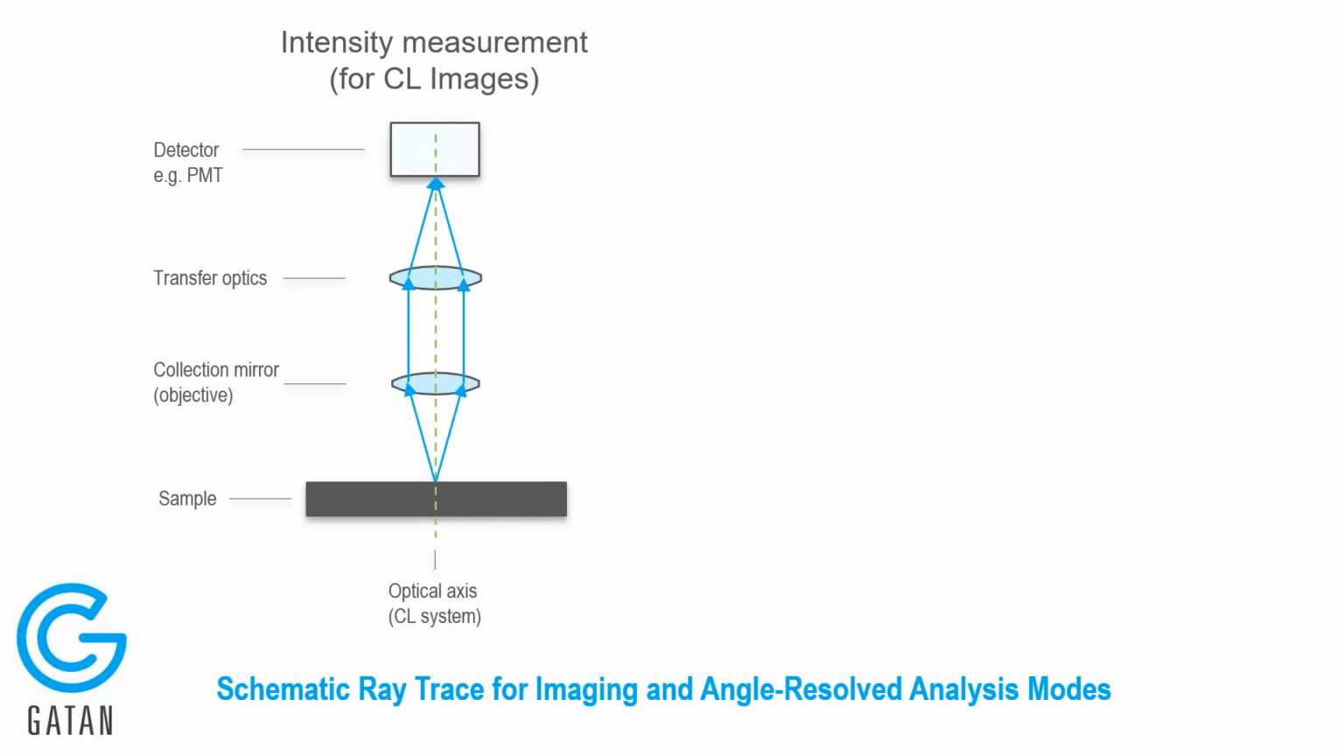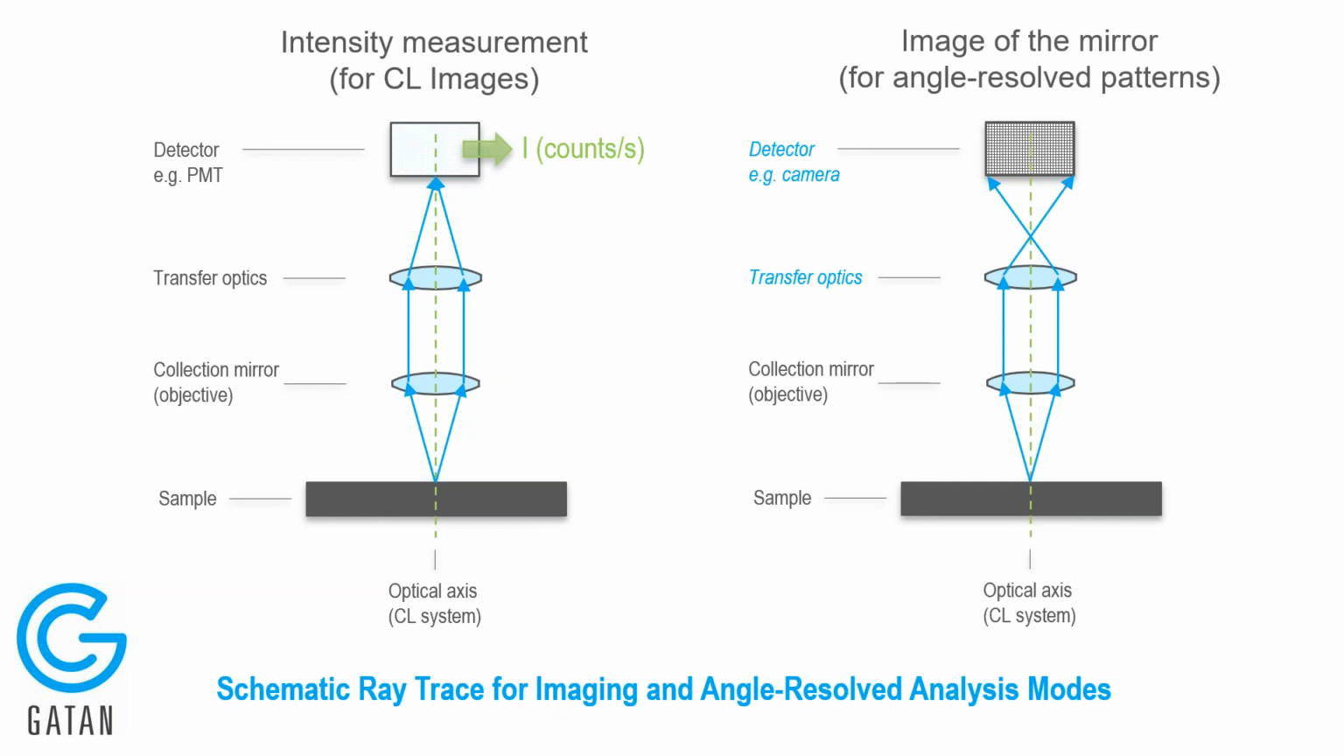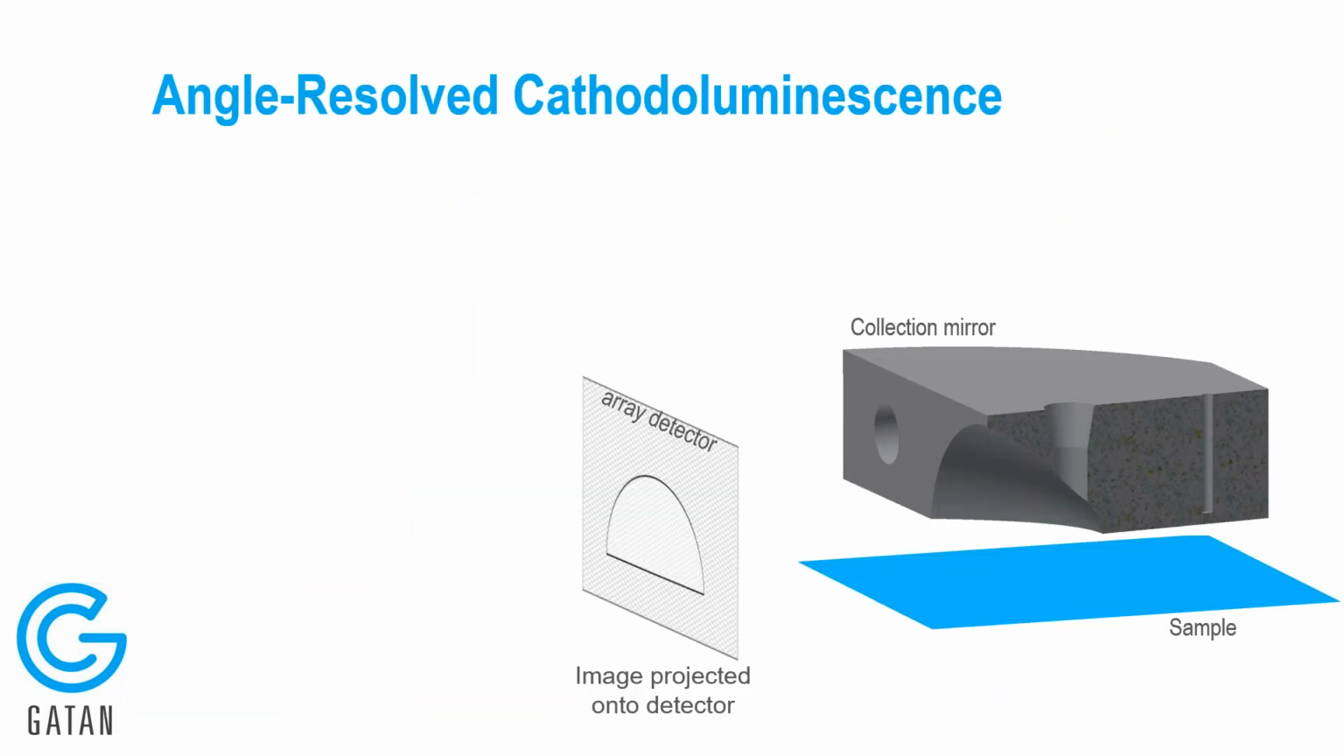Rather than collecting the light, sending it through some transfer optics onto a detector that measures intensity, in that angle-resolved mode, we change the transfer optics and the detector, and this time we form an image at the sensor. So we see an image of the light projected from the back of the collection mirror. And I'll show you that in a little more detail here.